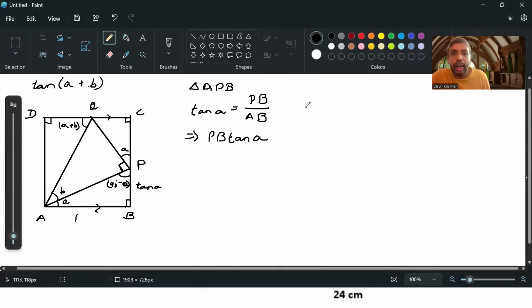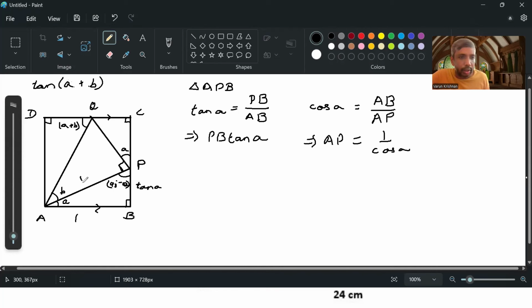Next, in triangle APB, I'm also going to find the value of cos a. I know cos of angle a is base by hypotenuse, or adjacent side by hypotenuse. So the adjacent side here is AB, by AP. AB is 1, which means AP is 1 by cos a.